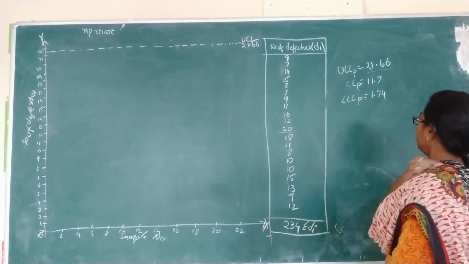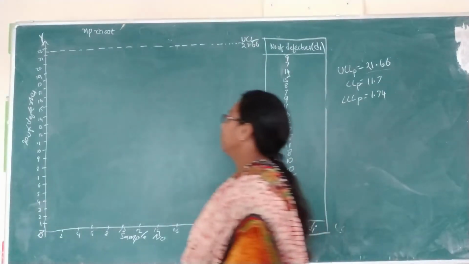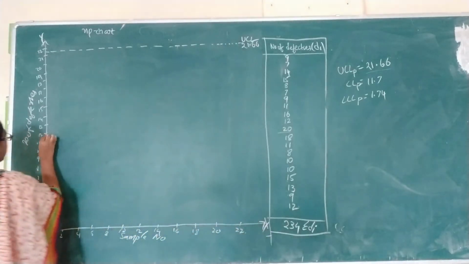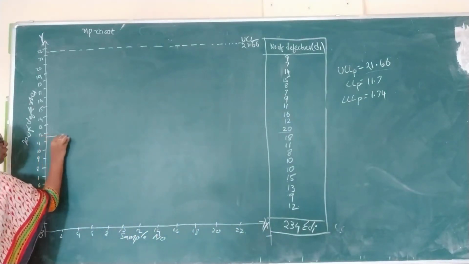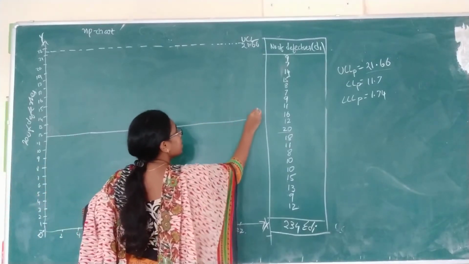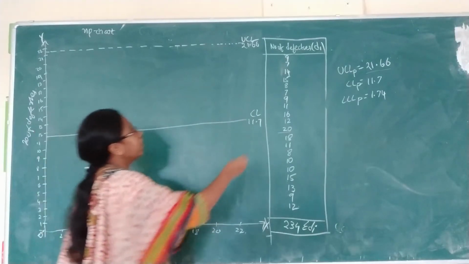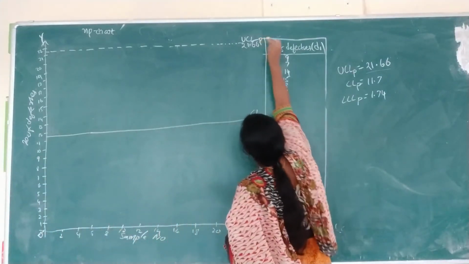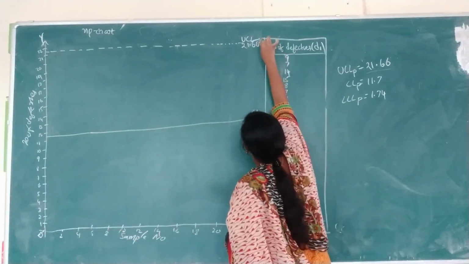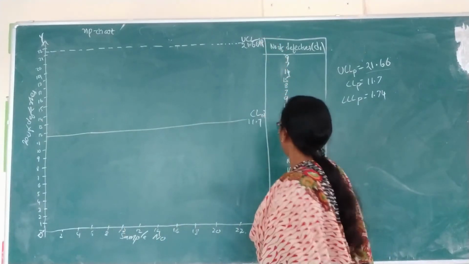Next, CL is 11.7. 11.7 is near to 12. Draw a dark horizontal line. So this is the CL, that is 11.7. So here you write UCL of NP chart, CL of NP chart.